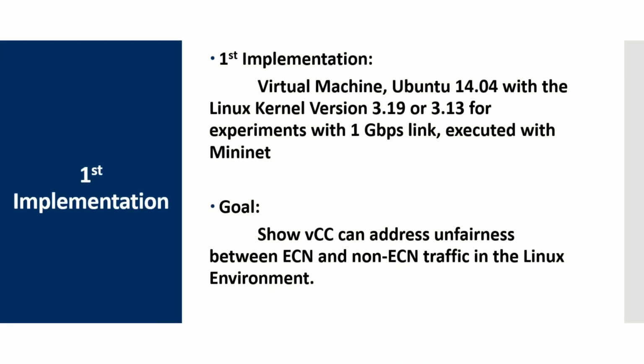The first implementation uses the virtual machine running Ubuntu 14.04 with the Linux kernel version 3.19 or 3.13 for experiments, with a 1 Gbps link executed with Mininet. The goal is to show virtualized congestion control can help address unfairness between explicit congestion notification and non-explicit congestion notification traffic in the Linux environment.